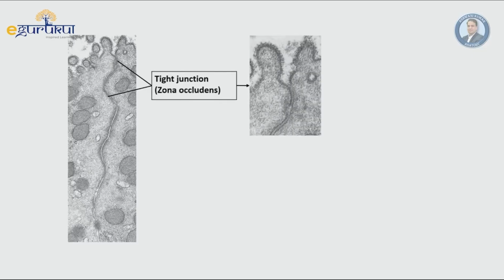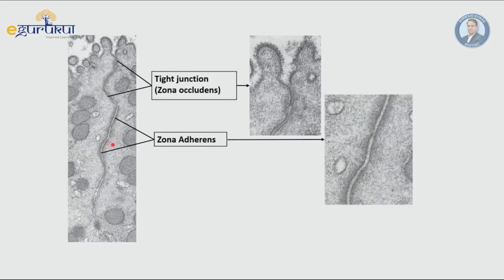Here's a bit magnified view of that. That is a zona occludens or the tight junction part of the cell. It is seen in the apical region. The one that you see in the middle part is called the zona adherens. If I just show a bit more magnified picture of that, we'll discuss them schematically in the next slide. So this is called a zona adherens.